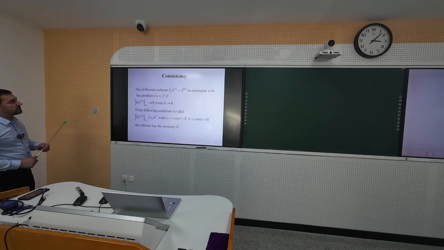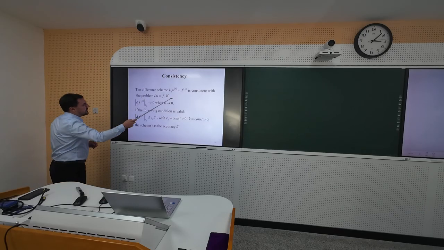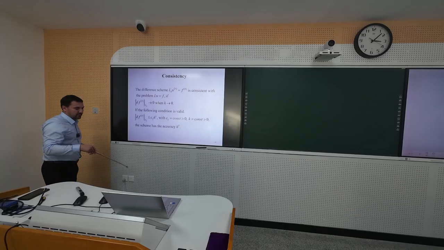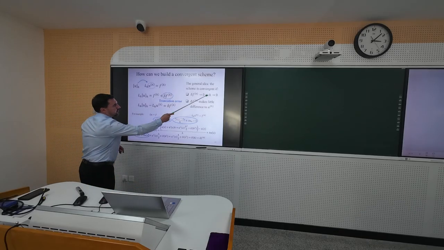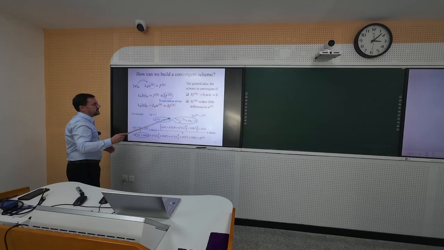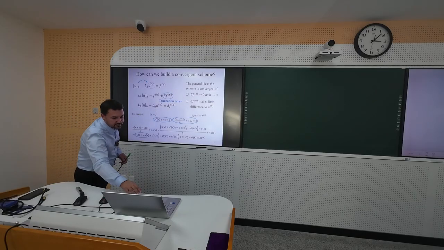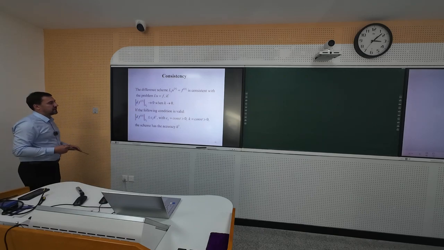Now we're able to provide the strict definition for consistency. The difference scheme is consistent with the problem if this truncation error goes to 0 when H goes to 0. As I told you, this first requirement is called consistency. If it's valid, it means that our numerical scheme is consistent with our initial differential problem.